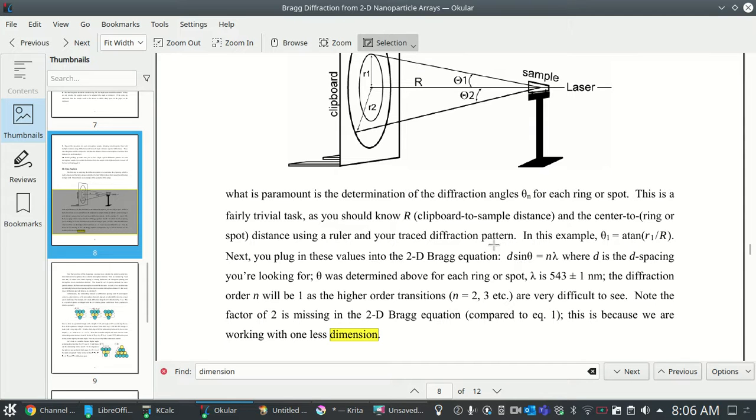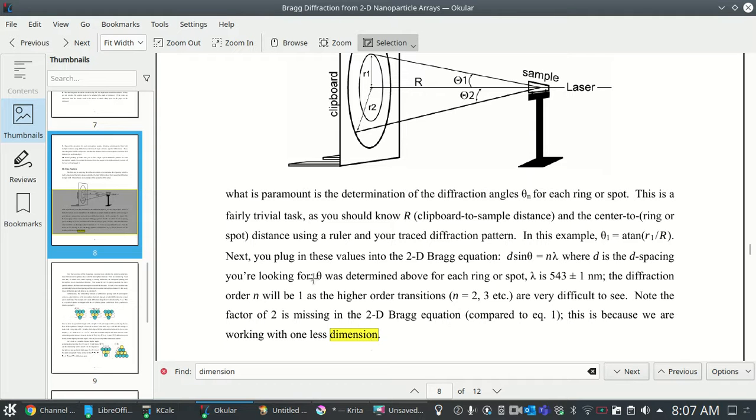The 3D Bragg's law has a 2 out here, so 2d sine theta equals n lambda, or d sine theta equals n lambda over 2. Same thing. So the factor of 2 is missing because we are working with one less dimension. Now, what does that mean?